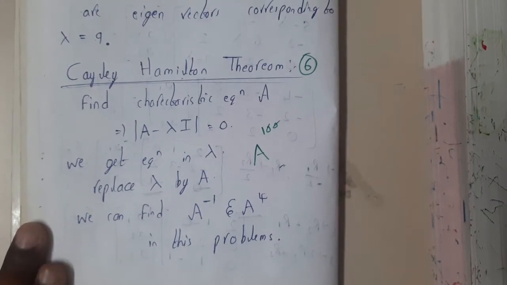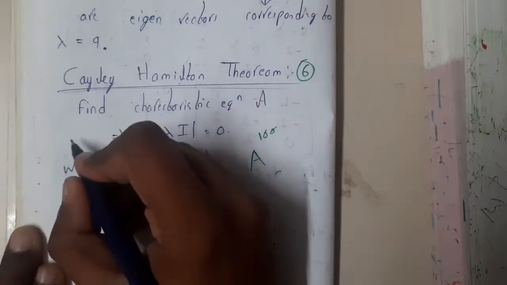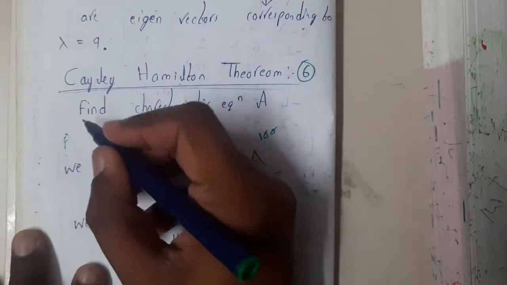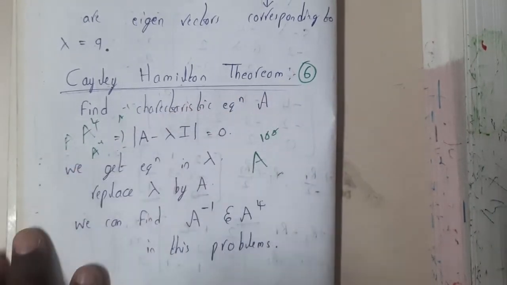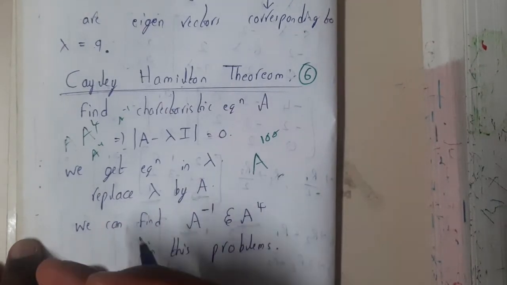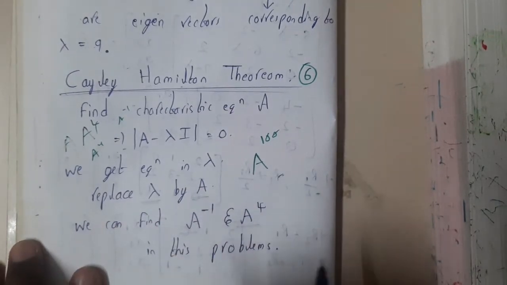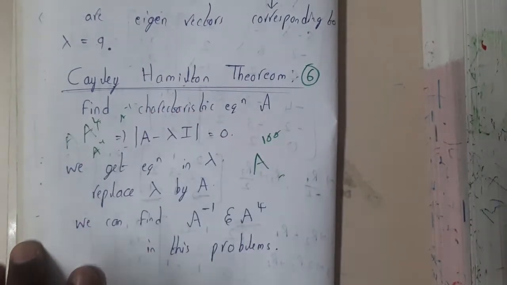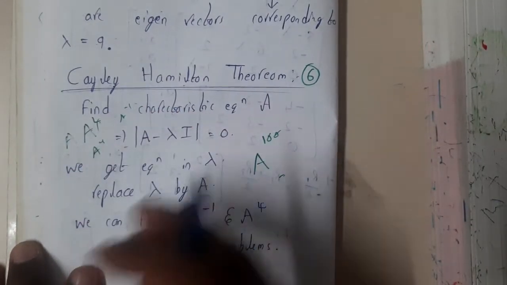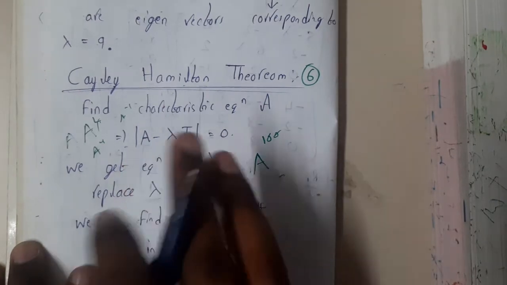In some kinds of questions, he will give a matrix A and ask us to find some power, A power 4, or A inverse, or A inverse cube. In that way, he'll be asking, right? These questions seem easy, but when you start solving them by multiplying four times and so on, it will slowly get complex, guys. That is the reason why we use this Cayley Hamilton theorem.